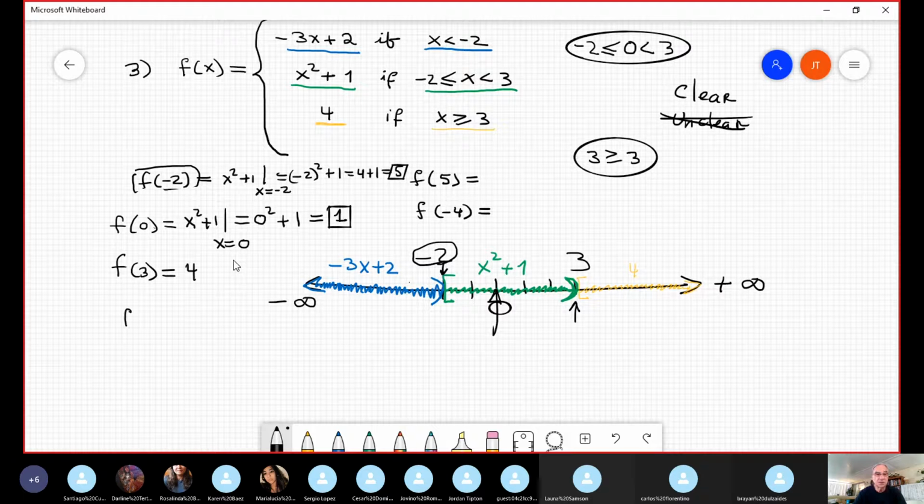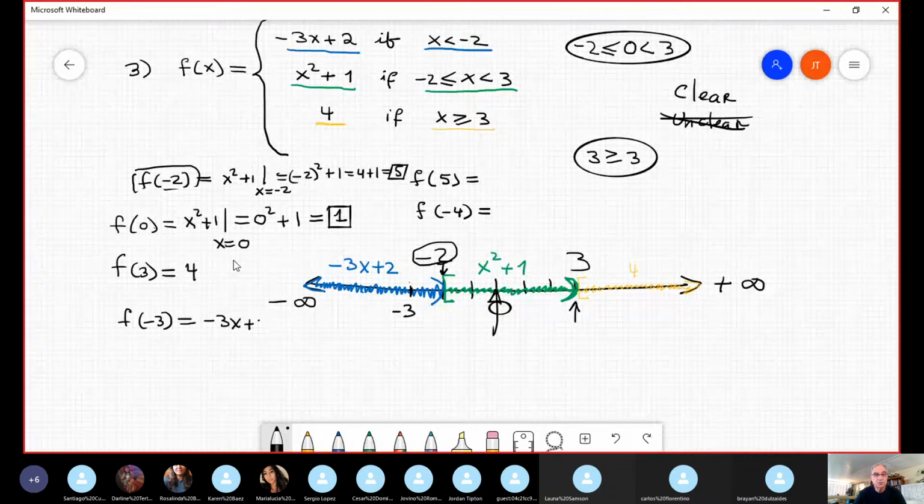Negative 3 is here. This is negative 2. Negative 3 is obvious here. Negative 3 lies in the blue part. So the expression that I select is minus 3x plus 2.